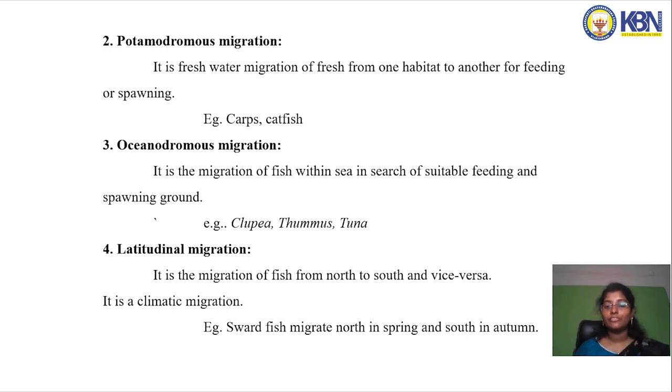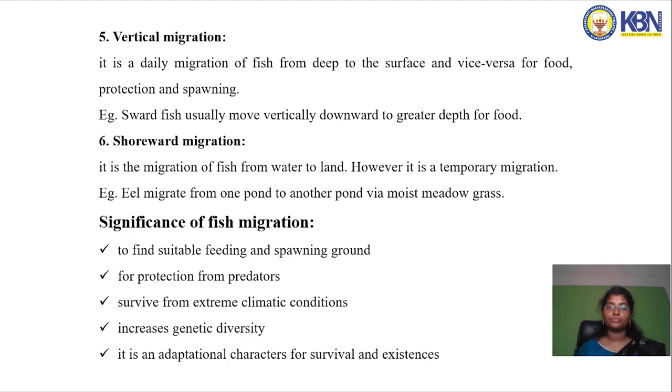It is the migration of fish from north to south and vice versa. It is a climatic migration. Here we can observe that latitudinal means north to south. They migrate from the north to south or south to north, vice versa. So this type of migration is called latitudinal migration. The migration depends completely on the climate. Based on climate, they migrate from one area to another area. Example, swordfish migrate north in spring and south in autumn.